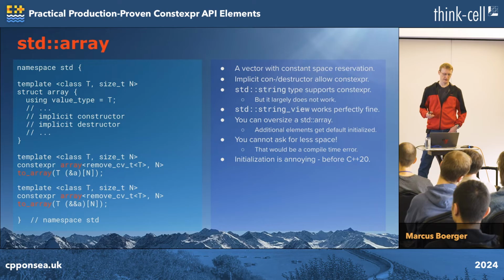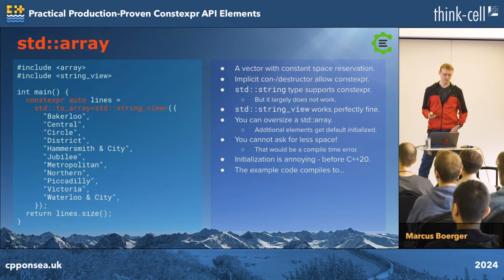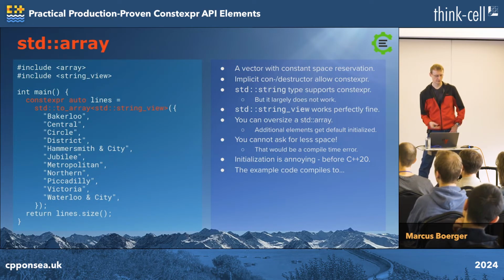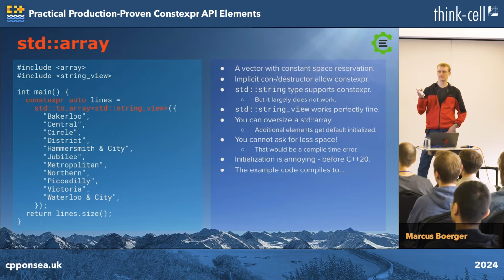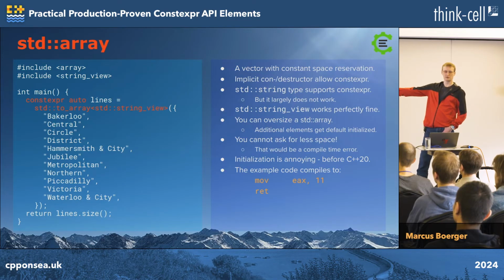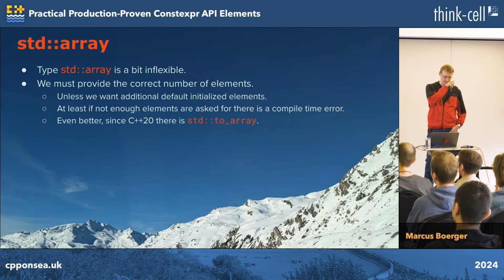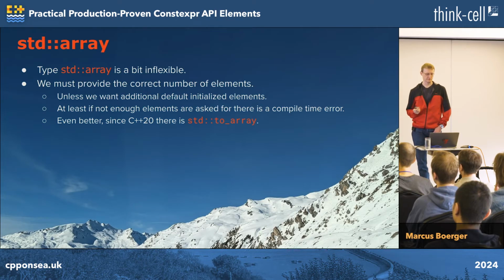All right, let's look at what size does have. I mentioned there is the toArray thing. So here's the toArray thing. So then I can do constexpr of lines, toArray, and then my list. And so finally, yay, the program returns 11. And there we go. That's the O1 result of this program. There's nothing left of the lines or something. It computed everything at compile time and just says 11, end of story. That's it. All right. Standard array is a bit inflexible, and yay, there's toArray. It still sucks, and you can't do too much with it.